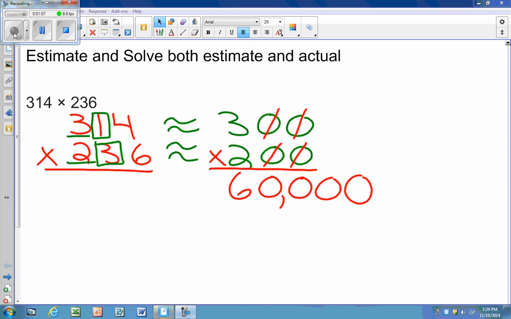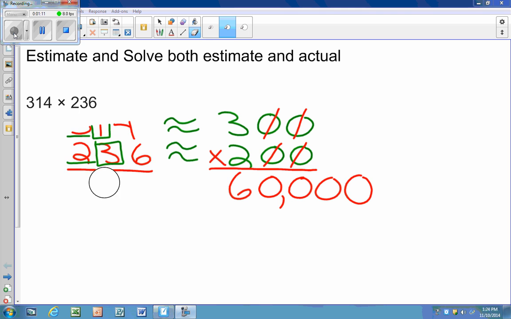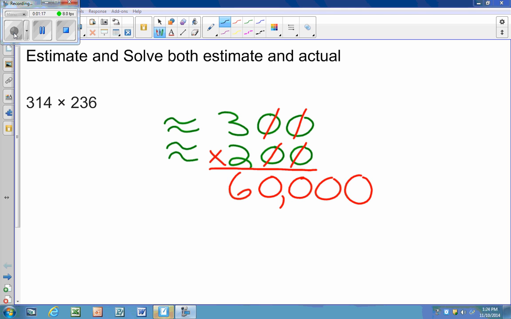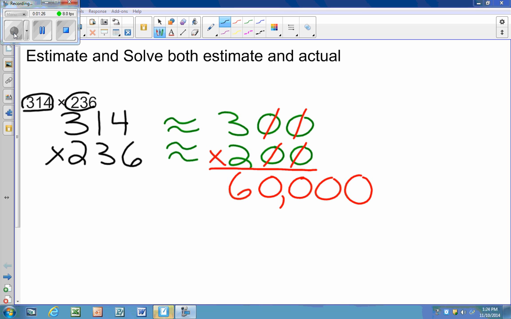Now we're going to go back over to here, and we're going to multiply our number. I'm going to erase it and rewrite it so it's easy to see without all the boxing and underlining. And I'm going to multiply my two factors. My factors are the numbers I multiply, so 314 and 236, to see what my product will be. So when I start to multiply, the first thing I do that we have learned before is that I'm going to ignore the 2 and ignore the 3, and I'm going to multiply 314 times 6.